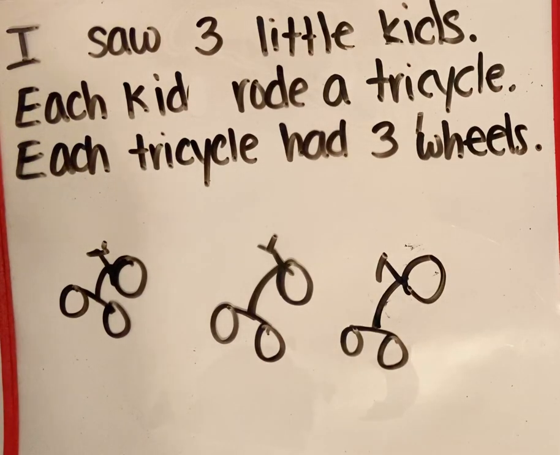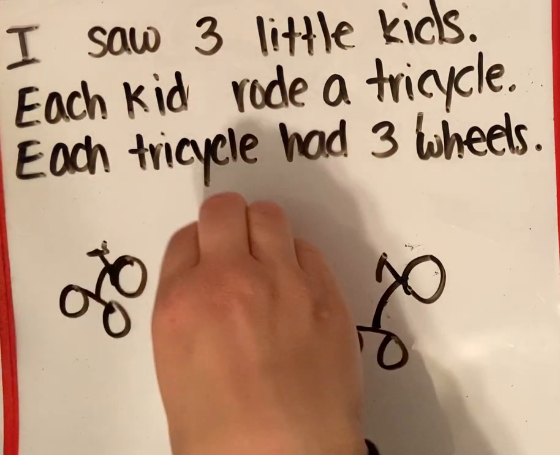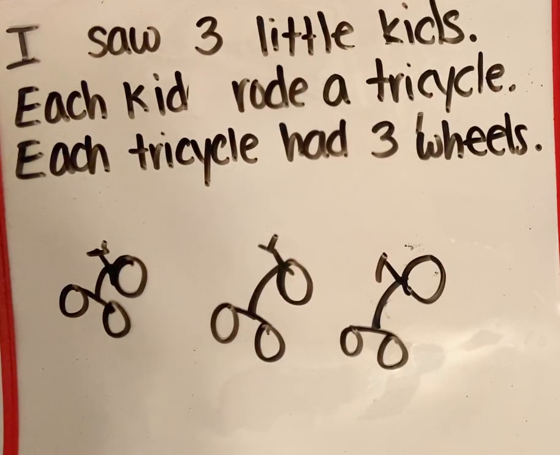So I saw 3 little kids. Each kid rode a tricycle. Each tricycle had 3 wheels. And then the question was, how many wheels were there in all? So we know when we hear in all, usually we're adding things together, but when we have groups of things, like groups of wheels, we can use multiplication too, or repeated addition. And we can use an array to help us solve that.